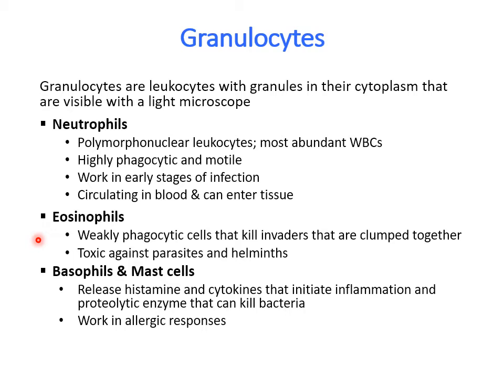Eosinophils are somewhat phagocytic and also have the ability to leave blood and enter tissue. Their major function is to kill certain parasites such as helminths. Basophils and mast cells are leukocytes in nearby connective tissues, which produce histamines that are important in inflammation and allergic responses.